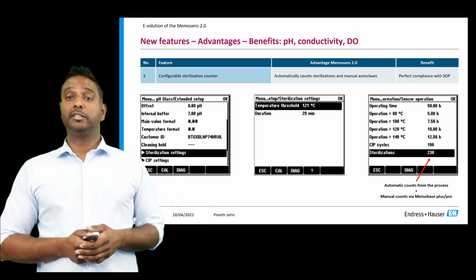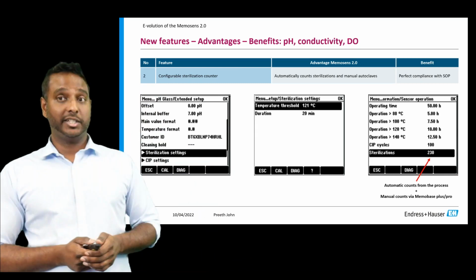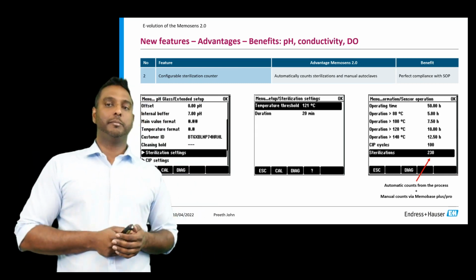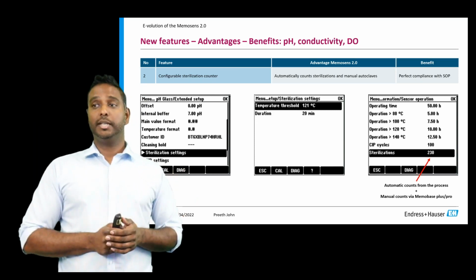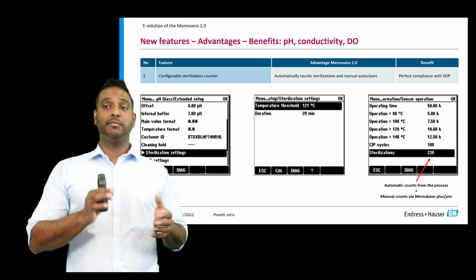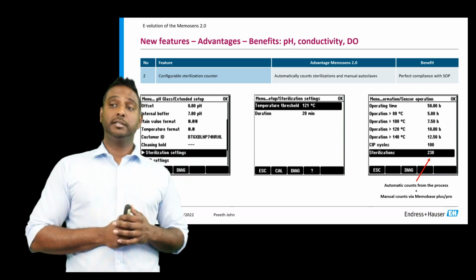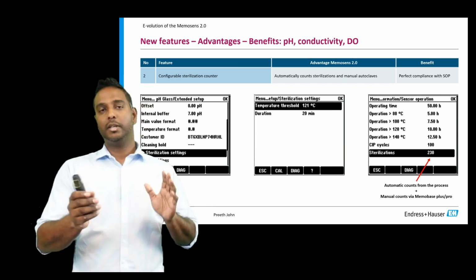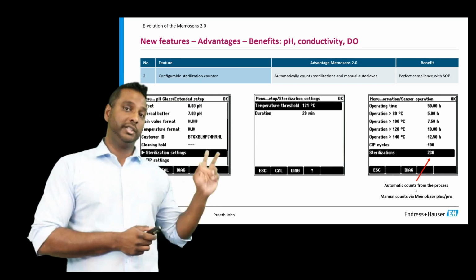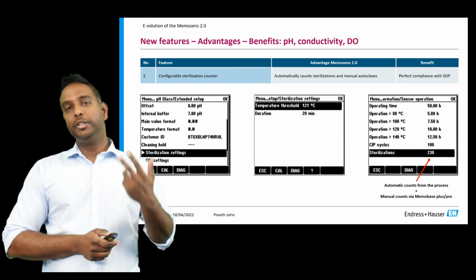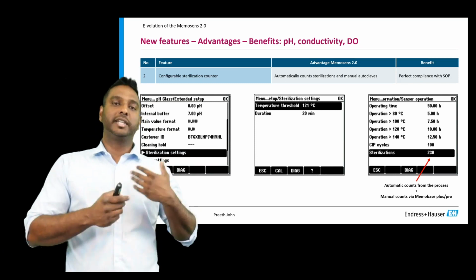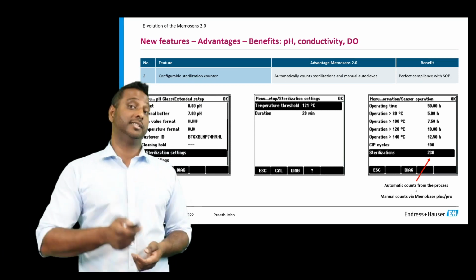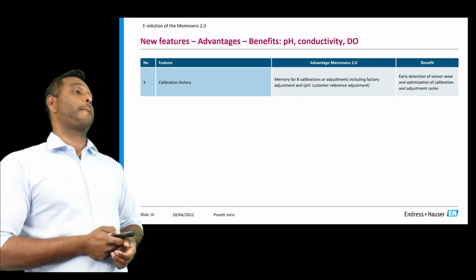In the same regard, you also have a configurable SIP or sterilization counter. So individual SIP parameters can be set for precise monitoring. Even sterilization in the lab via an autoclave can be included by the counter, manually set by a MemoBase Plus or the MemoBase Pro app. I think overall what I'm trying to deliver in these last two slides is that between the two configurable features, you're able to gain traceability into CIP and SIP processes to understand the burden on the sensors. Okay. Calibration history.